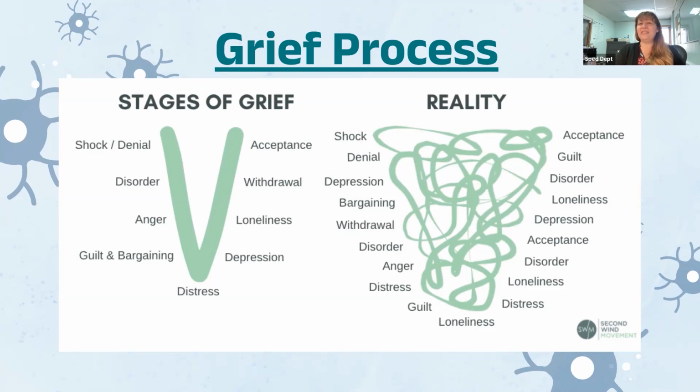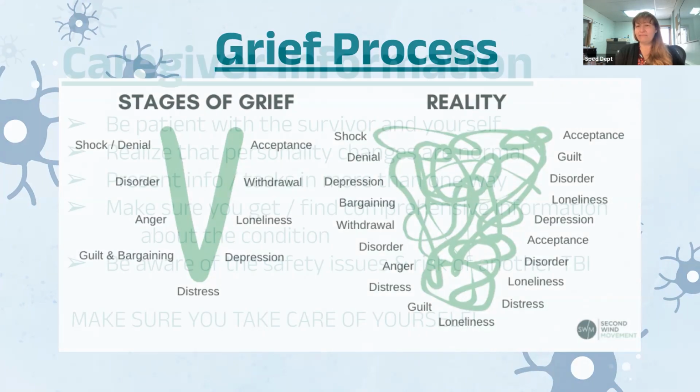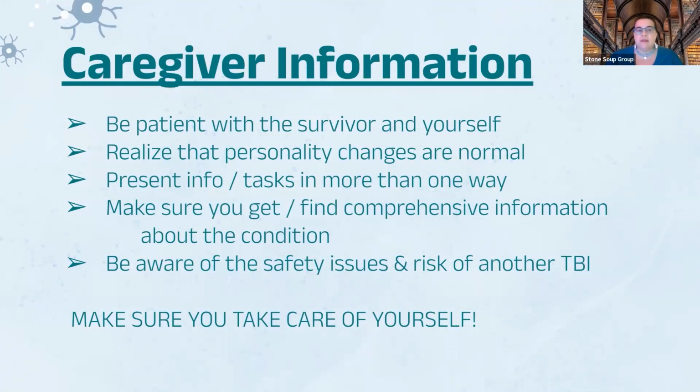Please be patient and kind with everyone involved in this process, even yourself, if you are part of this process. This is not going to be easy, but there are ways to overcome it eventually. Some really important caregiver information is to be patient with yourself and the survivor. And if you are the survivor, really, really be patient with yourself. Realize that personality changes, like the irritability, going from extrovert to introvert, are all completely normal with a brain injury.